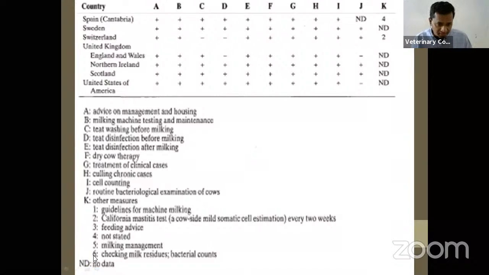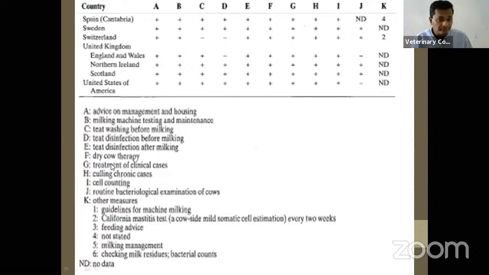What are these A to K? A means advice on management and housing, what advice is given to farmers if there is mastitis. B, milking machine testing and maintenance: how the milking machine is maintained. C, teat washing before milking, whether they are washing the teat before milking or not. Teat disinfection before milking. Teat disinfection after milking.